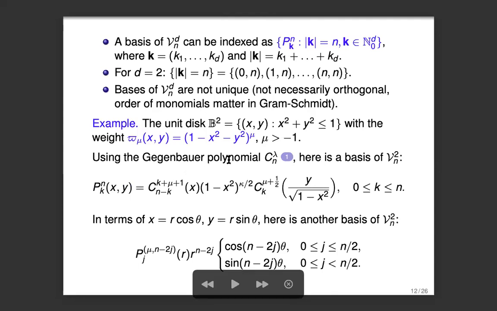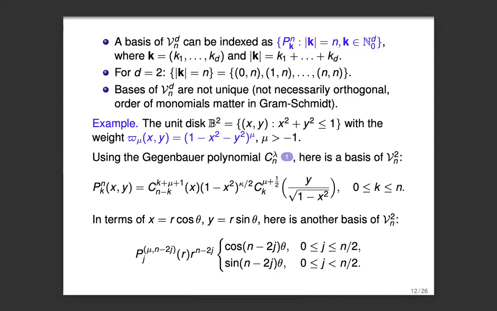So if you take x and y as just x, y, then this is your basis. You take the Gegenbauer polynomial C with index k plus mu plus 1, where mu is this thing, and 1 minus x squared to the power k over 2 times this. It's a little bit, hey, there's a square root of that. You can check it actually is a polynomial of degree n, and they are actually orthogonal. So that's one basis.